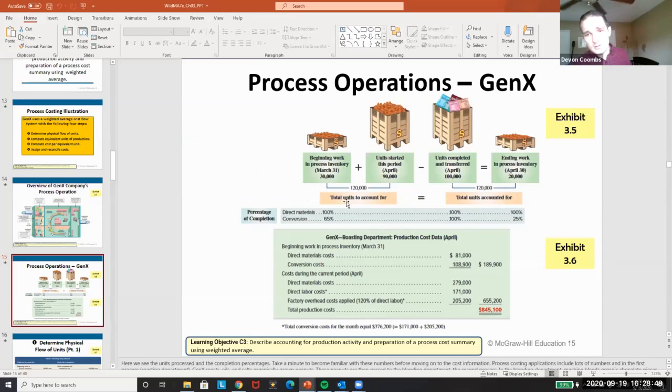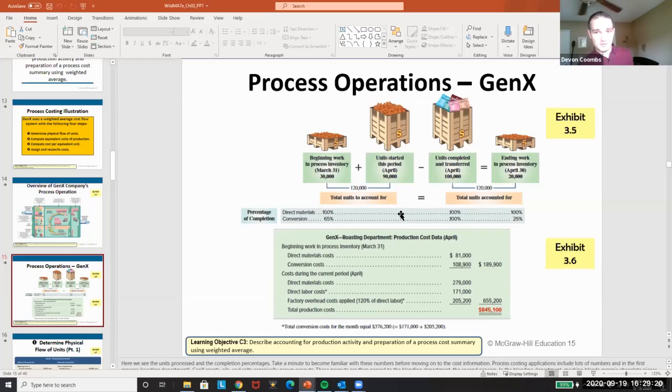So we're saying here we had 120,000 units to be accounted for. There are a few formulas here I want you to memorize. Memorize that our total units to be accounted for are beginning work in process inventory and units started in the period. Memorize this, but also just think about it from a practicality standpoint. Total units to be accounted for: well, what do I need to account for? I should account for everything that I started with and everything that I started. I think that makes sense, right?